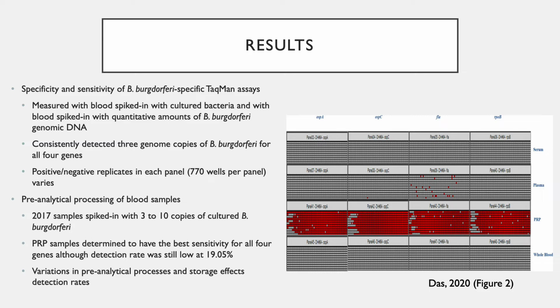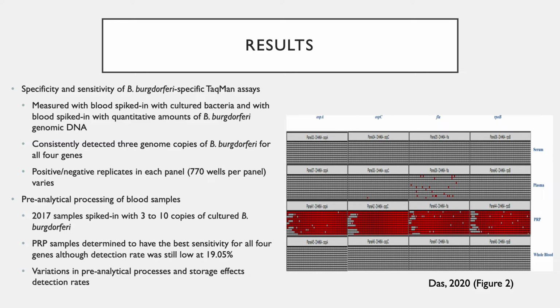The results for the pre-analytical processing of the blood samples determined that platelet-rich plasma had the best sensitivity in detecting all 4 of the genes, but the detection rate was still quite low at 19.05.